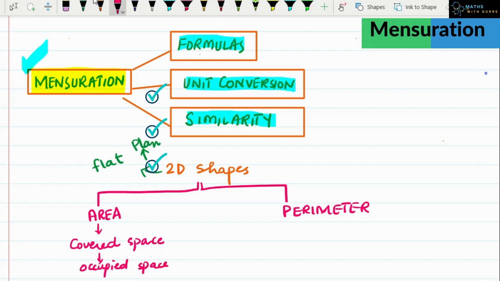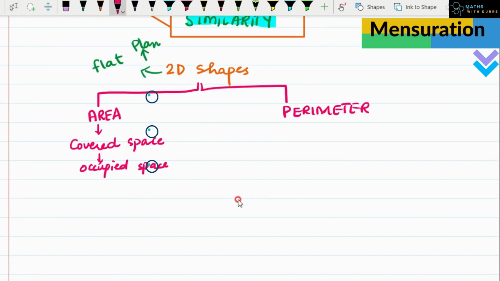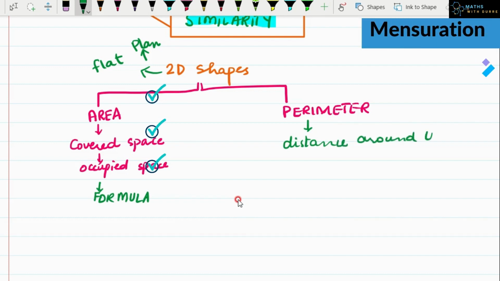Okay, so to calculate the area of 2D shapes, we need to know the formulas of different shapes. That is very important and we need to memorize them, right? We will discuss the different formulas later on. So what is meant by the perimeter then? Perimeter means the distance around the shape, or even you can say the boundary of the shape.